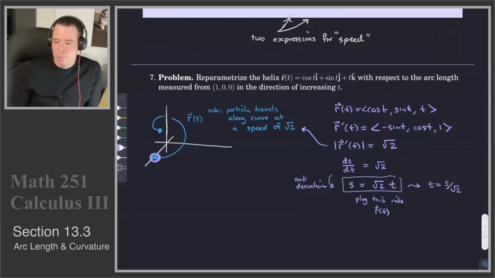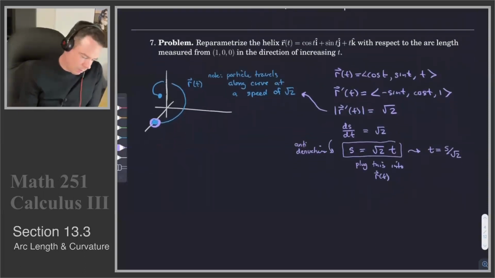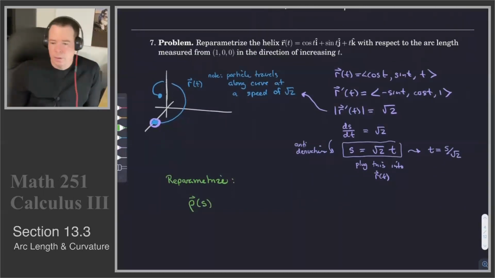So we're just noting that there's this relationship between s and t, and we're going to exploit that relationship by taking our parameterized curve. So we're going to reparameterize. I'm going to construct a new vector function, which is now going to be in terms of the parameter s. So I'll call it rho of s. Rho is just the Greek letter that is the analog of the letter r.